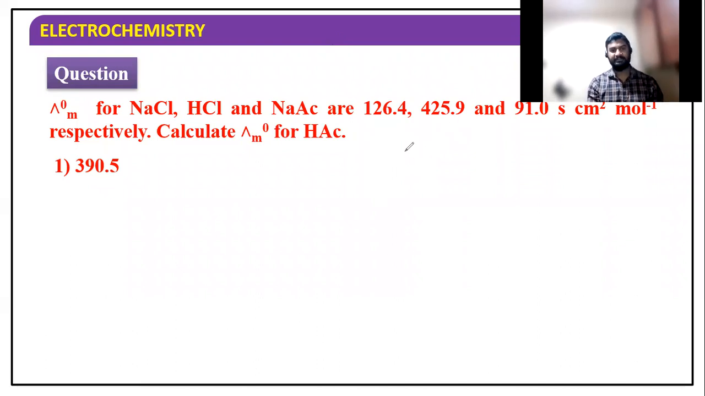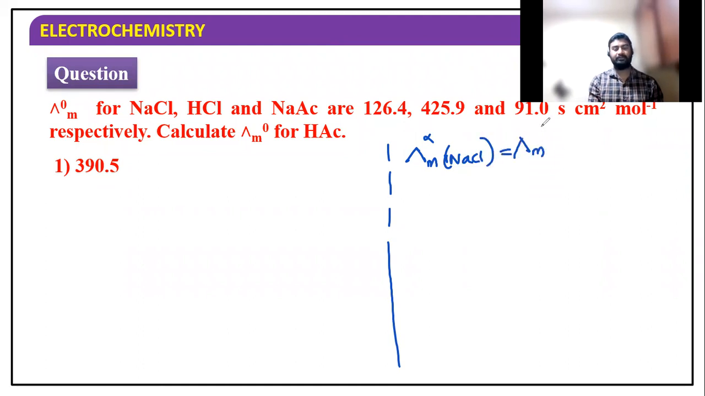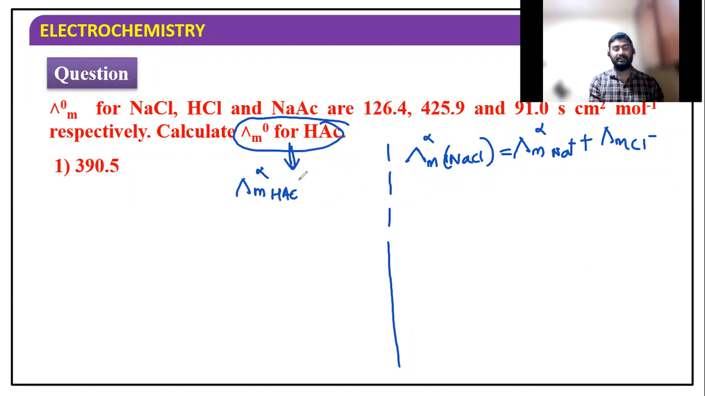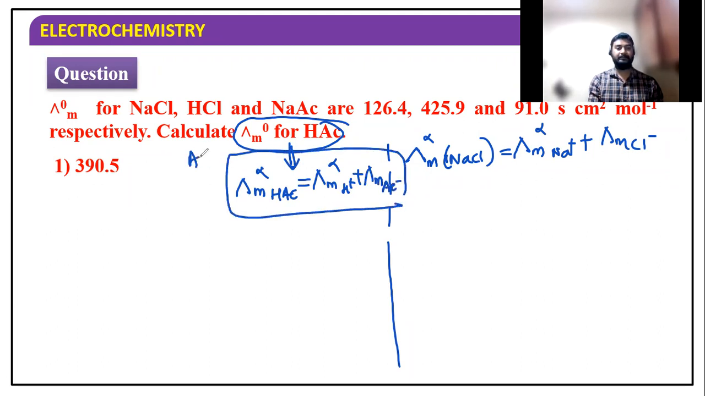Okay, I hope you paused the video and did the question. Let me now tell you the standard approach, what you typically do in school. Lambda infinity for NaCl will be lambda infinity for Na plus plus lambda infinity for Cl minus. And this is your desired value. So we'll first write this because this is your target. I want to get lambda m for H plus and AC minus. This is my aim. So using these three data sets, I need to somehow get that aim.